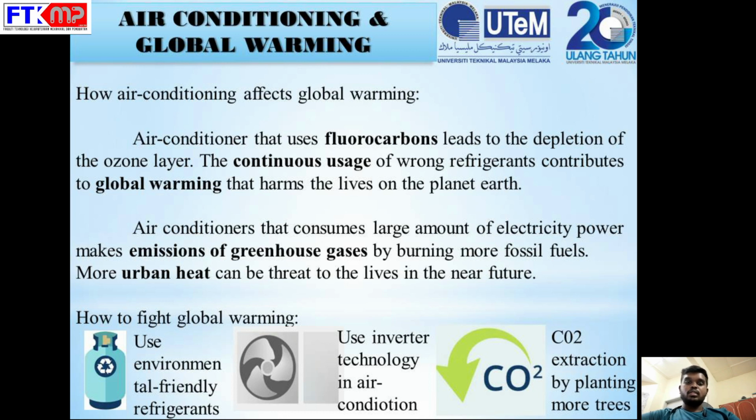Okay, we have to use environmentally friendly refrigerant for our air conditioners and refrigerators to reduce the effect on the ozone layer. Furthermore, we can use inverter technology in our air conditioner. This can save us from worse global warming. Finally, we have to increase the extraction of carbon dioxide from our planet Earth. We can do this by planting more trees in our houses that can extract carbon dioxide effectively, that can lessen the effect of global warming.